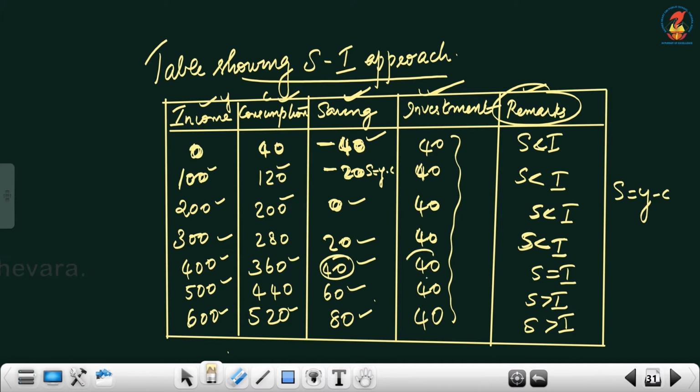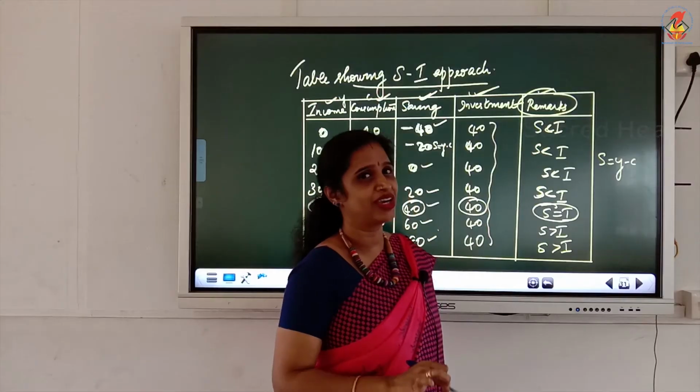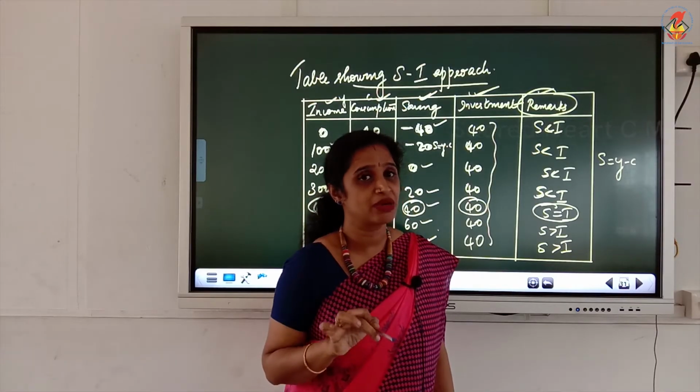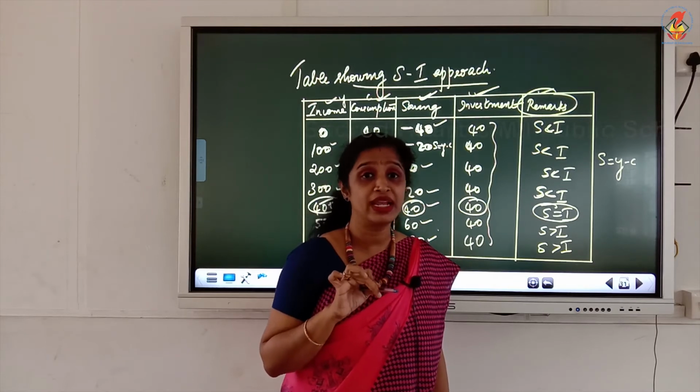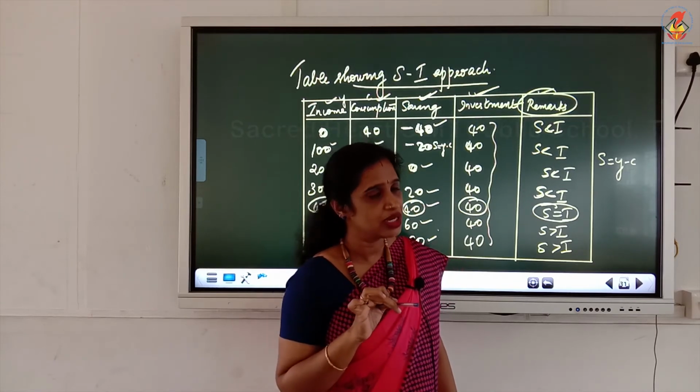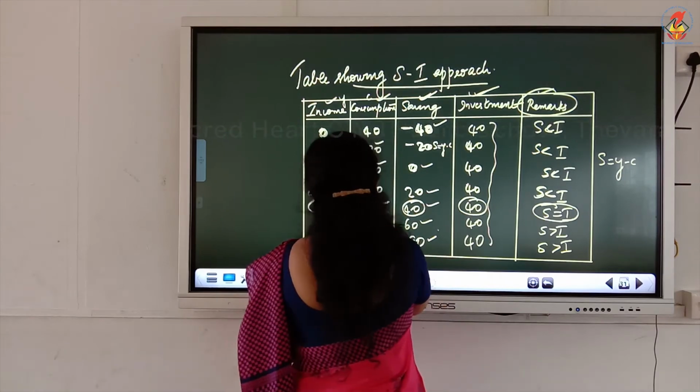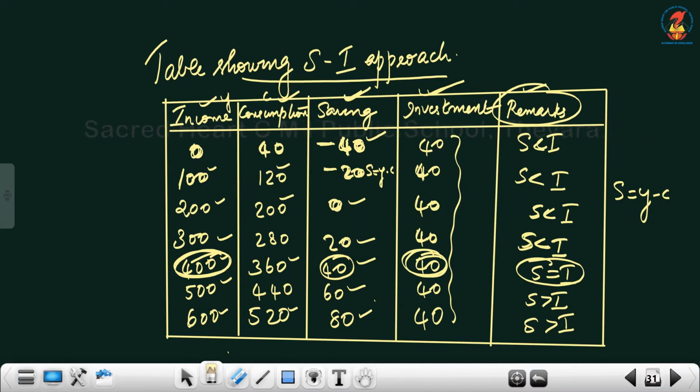Then comes 40 and 40, where we can find saving is equal to investment. And that happens at the level of income 400. In the previous table also you can find the equilibrium level of income happened at 400 level of income, where we found AD is equal to AS. So here similarly at 400 level of income saving is equal to investment. Both saving and investment are equal.